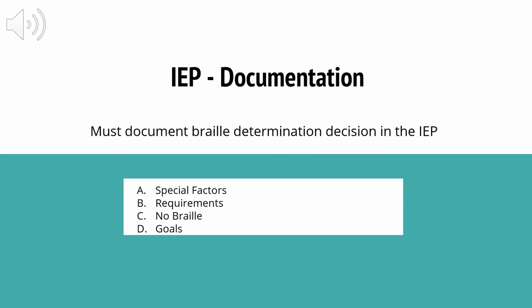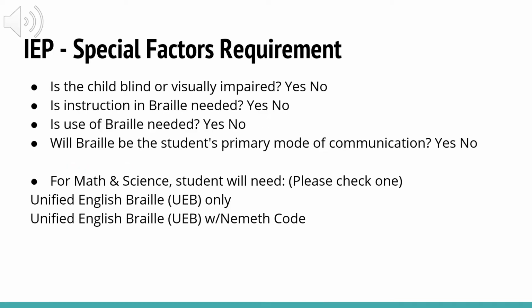In Part 1, we talked about how to begin conducting an LMA and example determination statements for the IEP. Today we will begin with IEP documentation. When completing an IEP for a student determined eligible for visual impairment services, you must answer a few questions. Is the child blind or visually impaired?